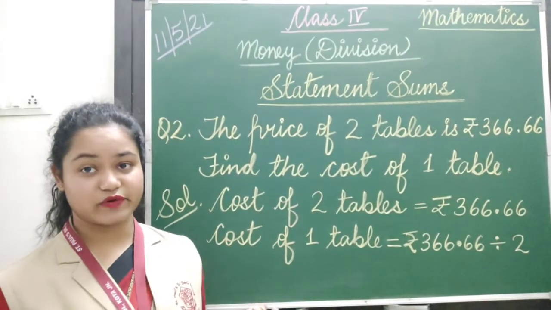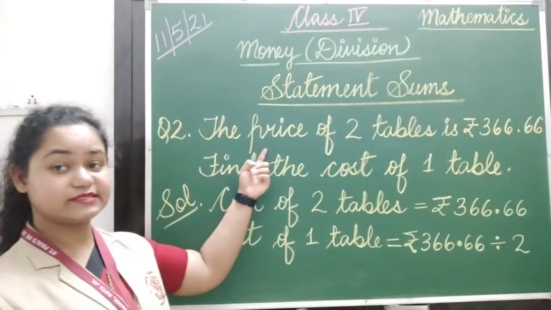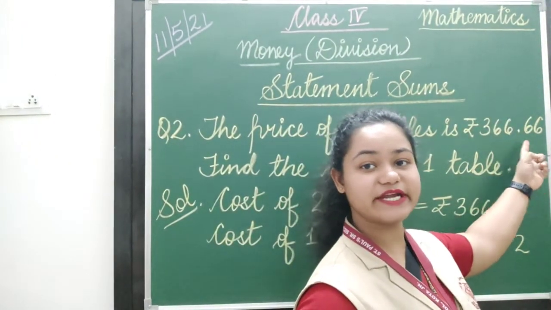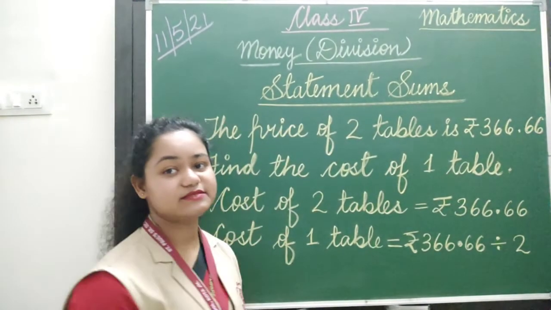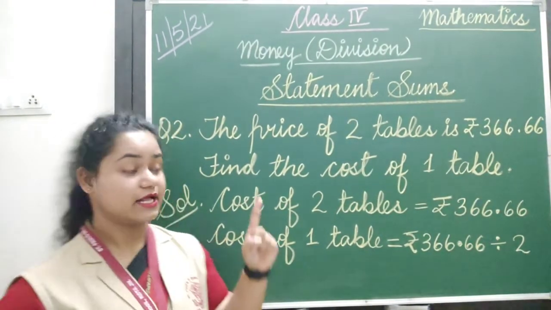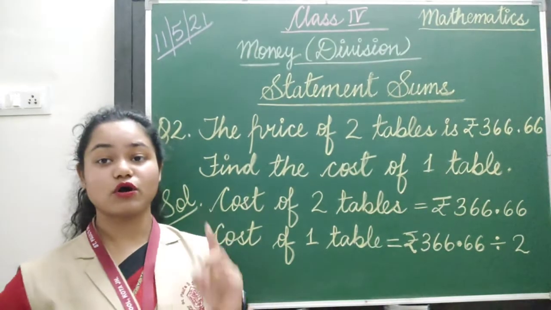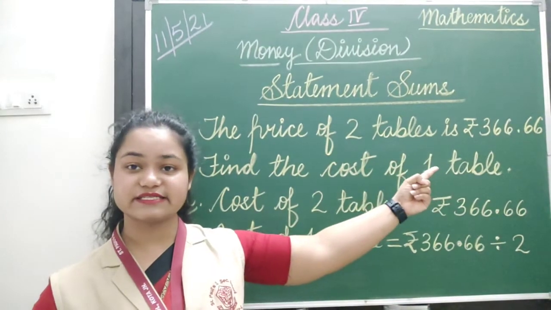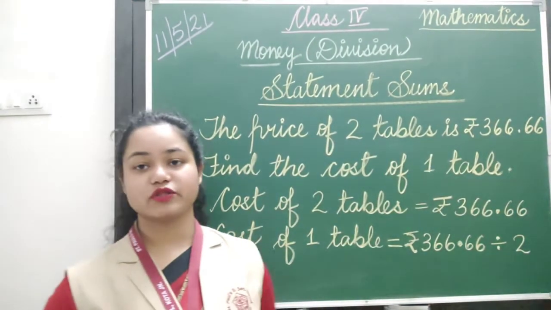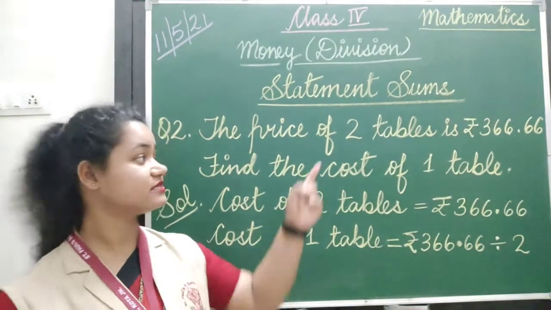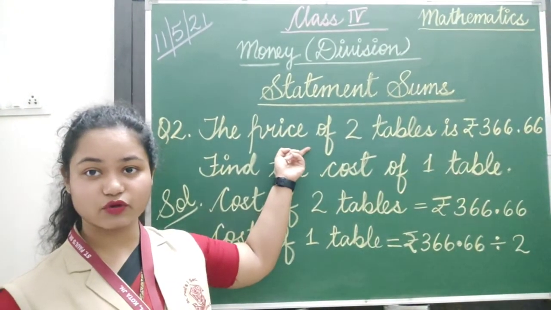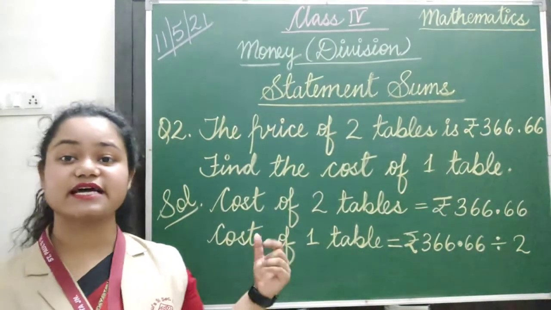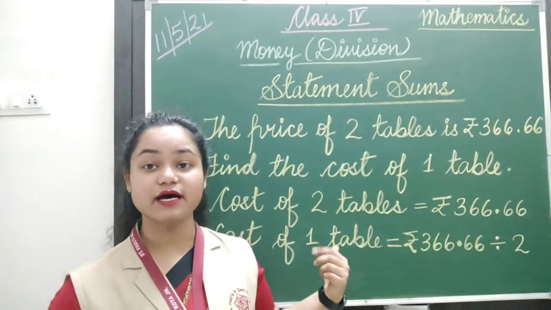Let's see our next question. That is, the price of 2 tables is rupees 366.66. Okay, that means in the very first line, what information is given? That the cost of 2 tables is rupees 366.66. Yes or no? So the very first statement which we should form is from the first statement given to us. Okay, first read the full question properly, understand what they are saying, and then start solving it. That means then start forming the statements.